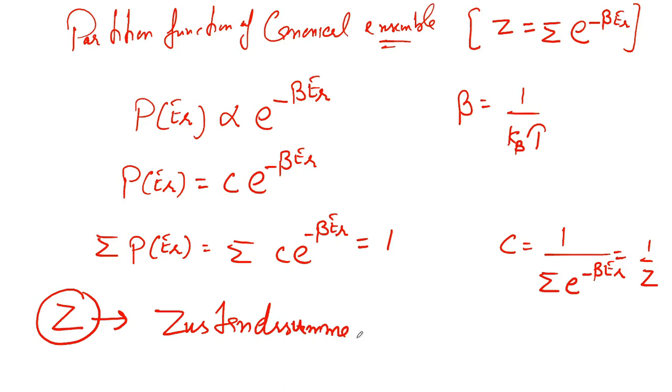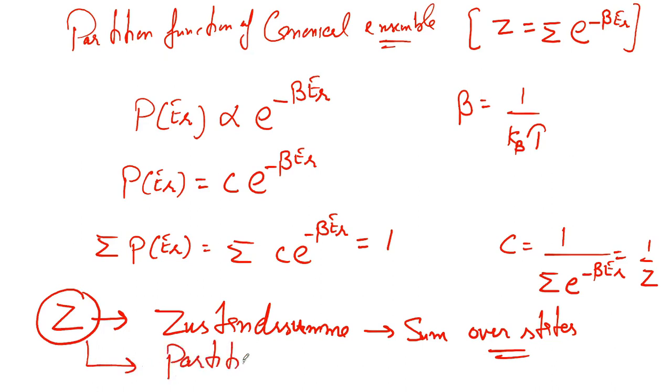So this Zustandssumme, which means the sum over states. This partition function originated from the German word Zustandssumme, which is "sum over states", and it is popularly known as the partition function. The value of the partition function is different for the canonical and grand canonical ensemble.